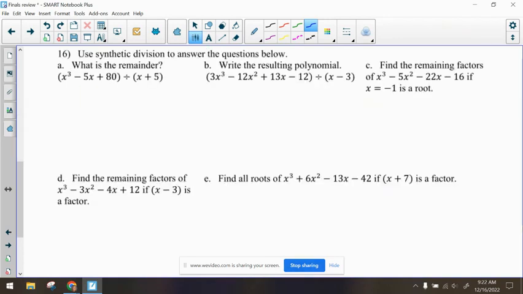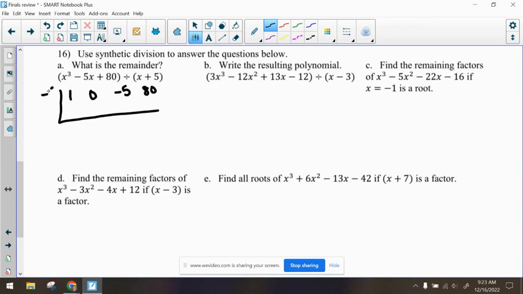Question 16 is all about synthetic division. So they give us different directions on each problem to find what we're looking for. Letter A, we're finding the remainder. So remainder is that number in the bottom right corner. So I'm going to set up my long L with my coefficients across the top. Notice on this one how we're missing the x squared. So my numbers should go 1, 0, because we're missing that x squared, -5, and 80.